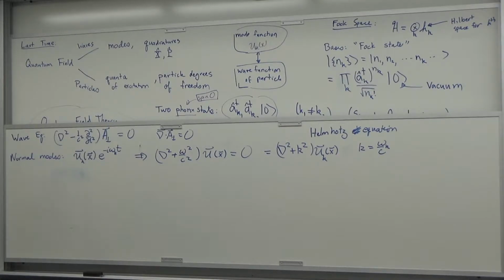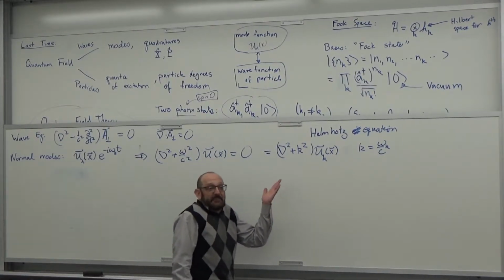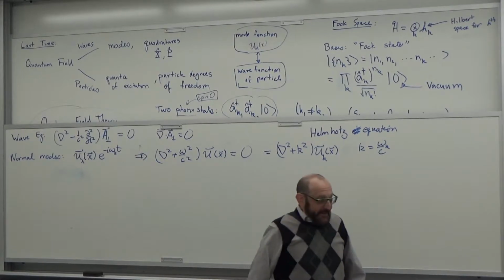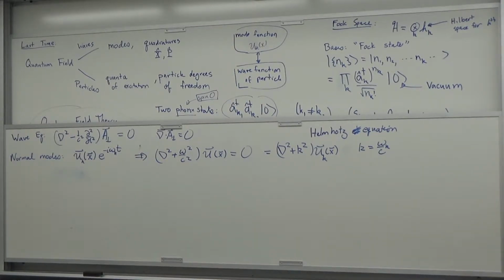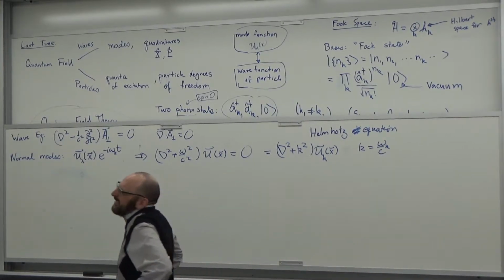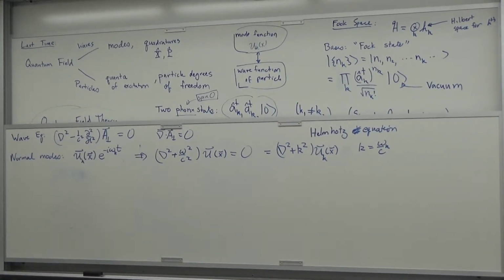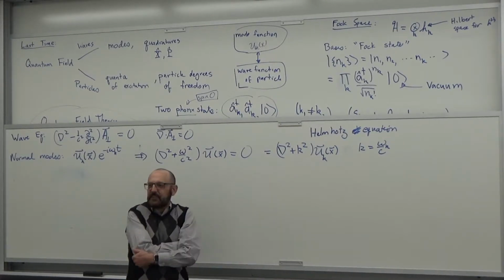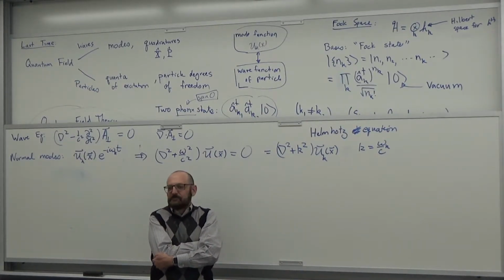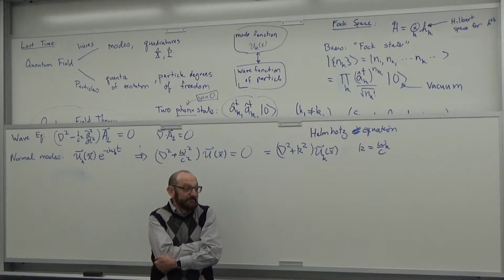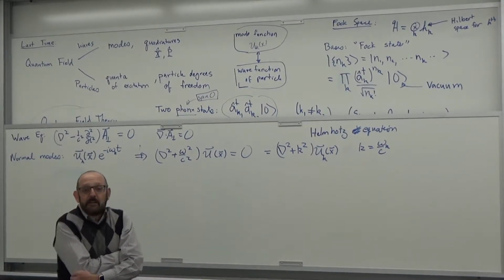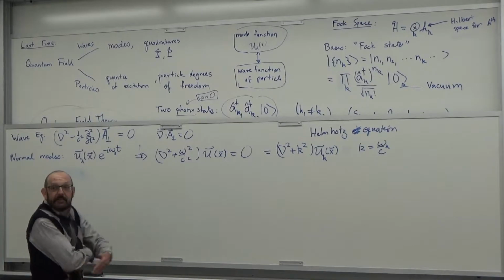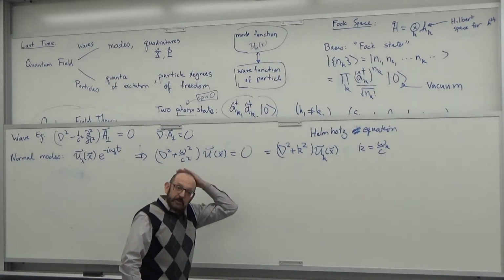I could use spherical waves, spherical vector harmonics, chapter 16 in Jackson. Those are a perfectly good set of modes, but we generally wouldn't do that unless we were forced to. What's the standard set of solutions to this? Plane waves, right? So we would look at our plane waves as the normal mode functions, okay?